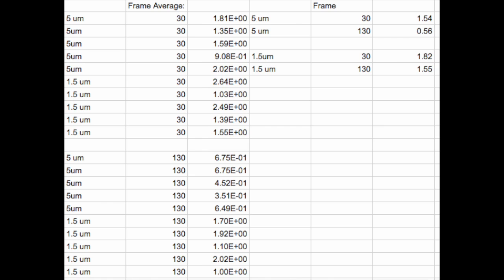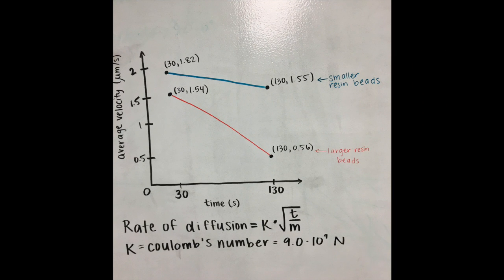When collecting data, we found the velocity at different points in time of 5 large resin beads from 30 seconds to 50 seconds, 5 small beads from 30 seconds to 50 seconds, 5 large beads from 130 seconds to 150 seconds, and 5 small beads from 130 seconds to 150 seconds. After inputting these velocities into Excel, we calculated the average velocity of each bead in each time frame. Then we found an average velocity of each size bead, 1.5 micrometers and 5 micrometers, for each time frame, 30 seconds to 50 seconds and 130 seconds to 150 seconds. We found that the larger resin beads diffused at a slower rate than the smaller resin beads.